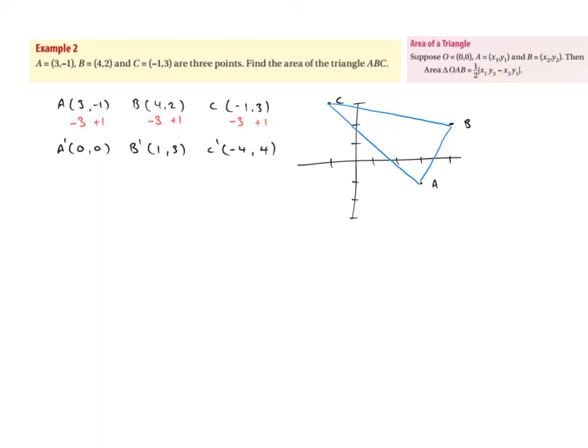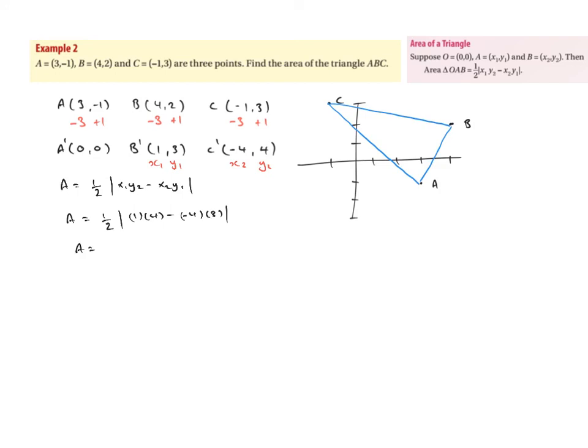Once we've done that, it's just like we did in the last example. I'm going to write down A is equal to a half, and then write down the formula: x1, y2 minus x2, y1, all modulus, and stick the numbers in. Label this one x1, y1, this one x2, y2, and off we go. So A is equal to a half of the modulus of 1 times y2, which is 4, minus x2, which is minus 4, multiplied by y1, which is 3, and don't forget to close your modulus.